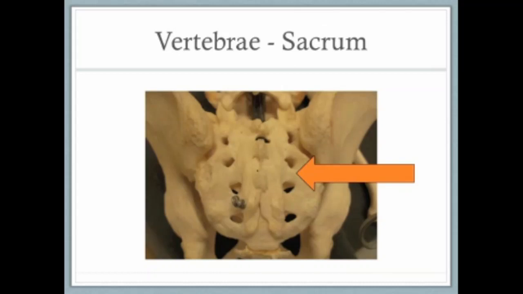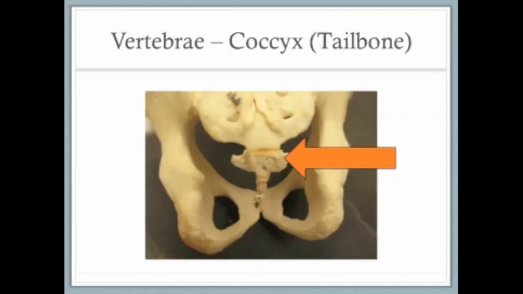The sacrum is composed of 5 fused vertebrae. The sacral foramen allow for the passageway of the sacral nerves. At the bottom of the vertebral column, we will find the coccyx, or the tailbone as it's commonly called. It is composed of 4 or 5 fused vertebrae.